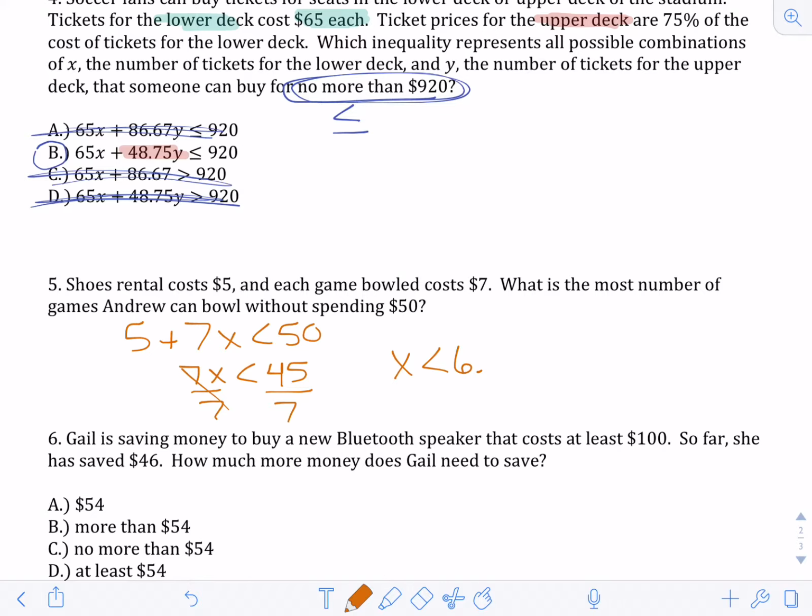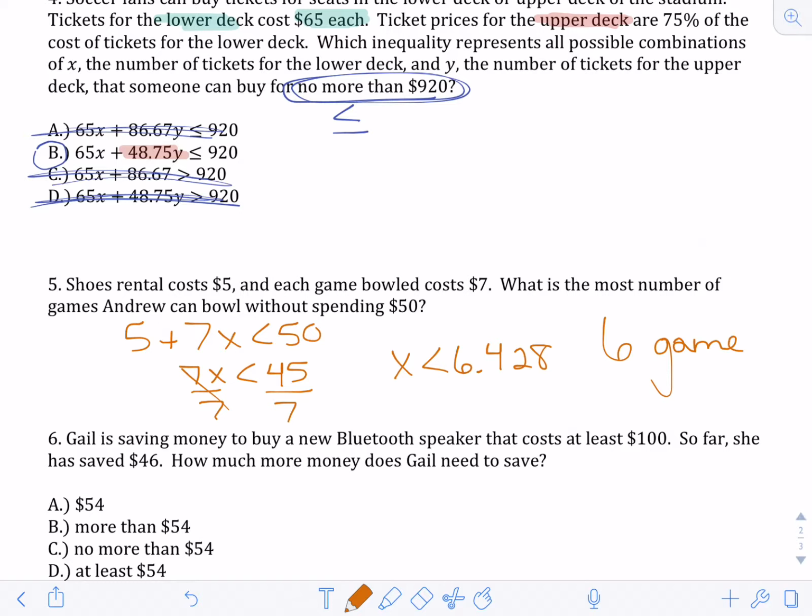Let me get my calculator because I don't remember exactly what it is. 45 divided by 7 is 6.428, and so on. So what this means is that however many games she plays has to be less than 6.428. Well, you can't play 0.428 of a bowling game, so the only amount of games that she can play would be 6. 6 games, that's it.